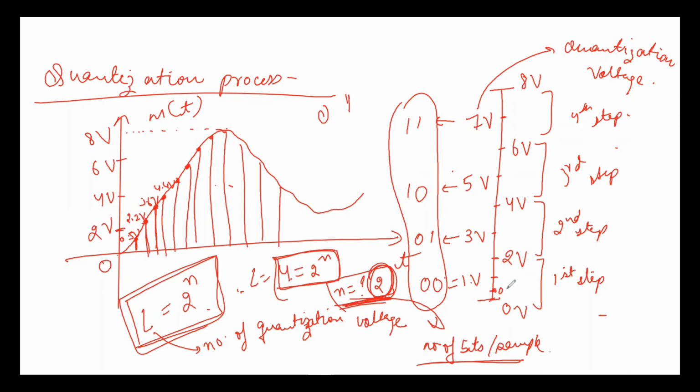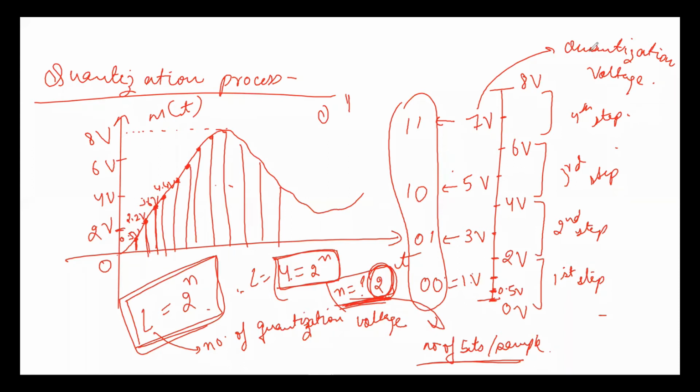Okay, this will be my 0.5 volt, because this is 0 volt, this is 1 volt, this is 2 volt, this is 3 volt. So here will be my 0.5. Now we have to round off this sampled voltage to the nearest quantization voltage. So what is the nearest quantization voltage of 0.5? It is 1. Because what are my quantization voltages?